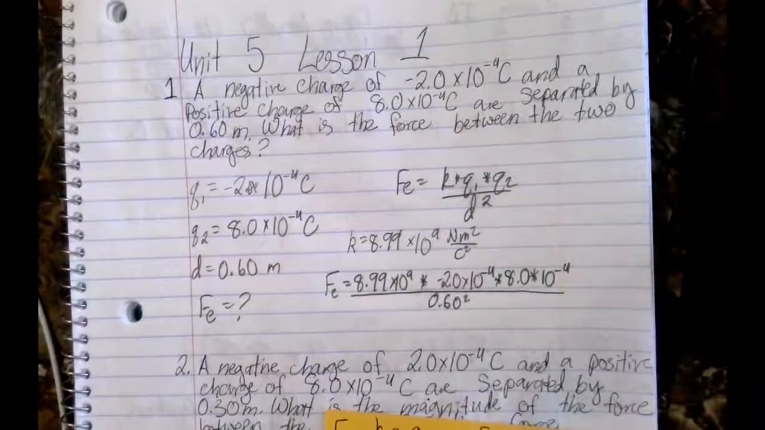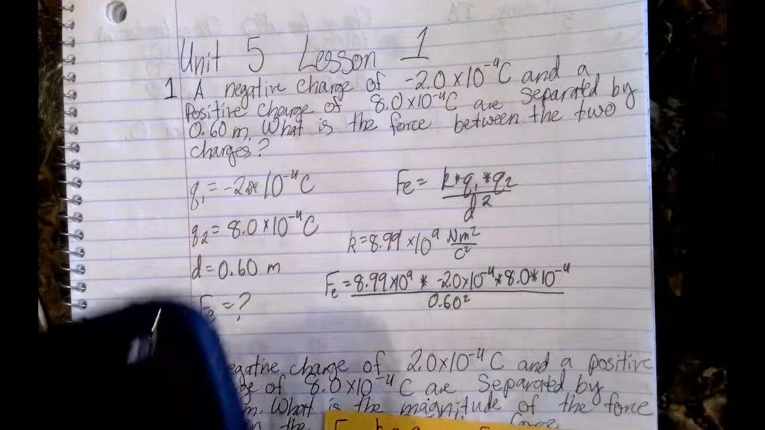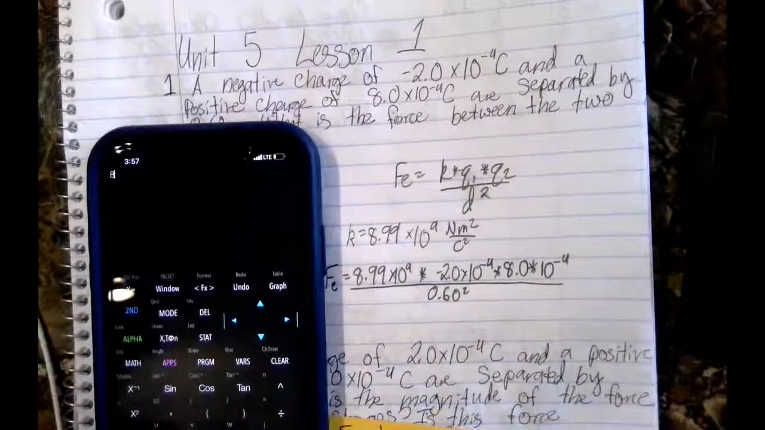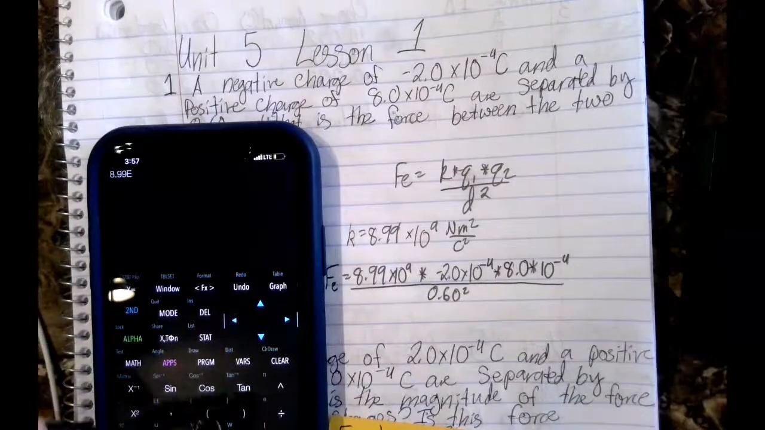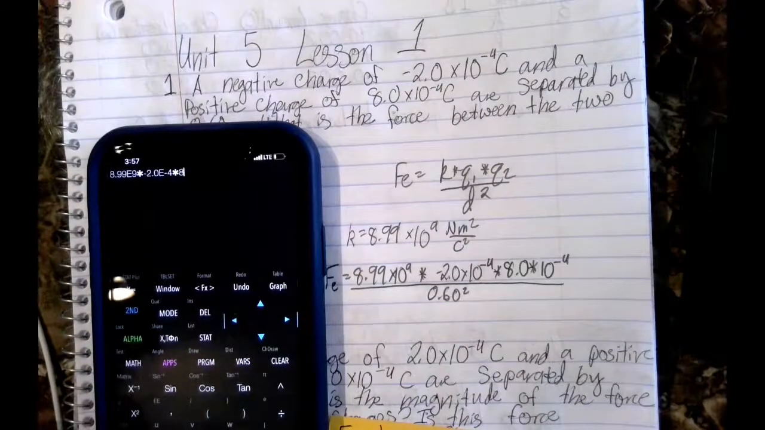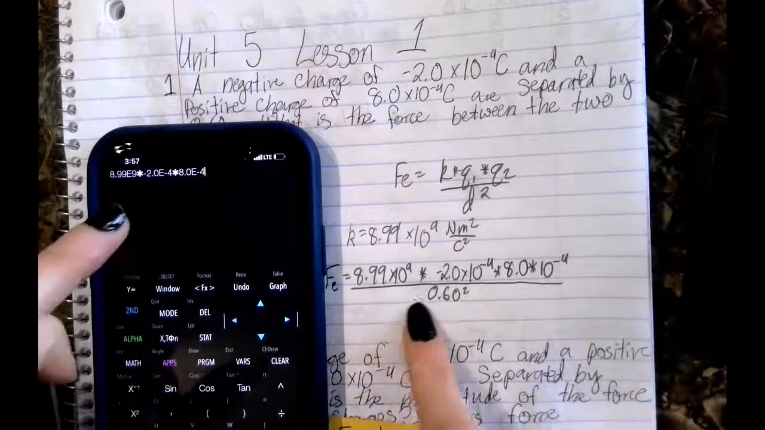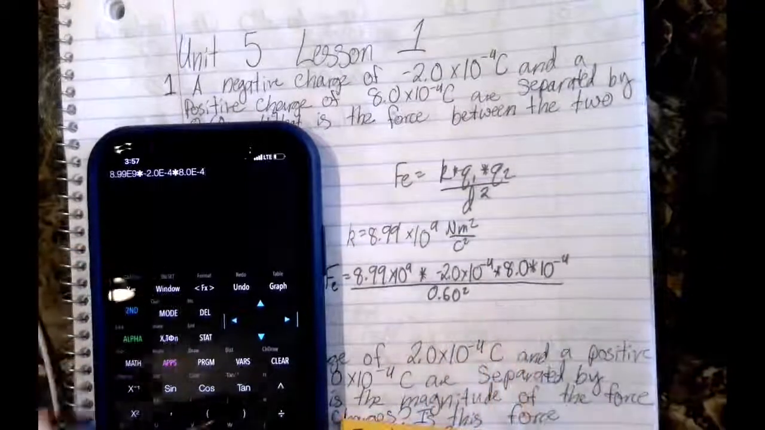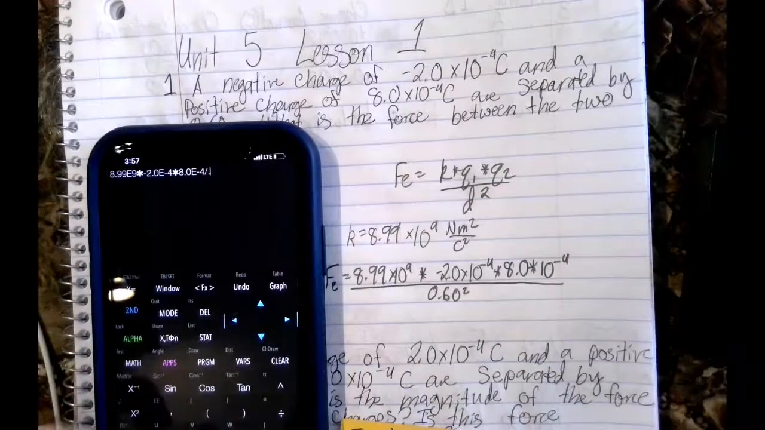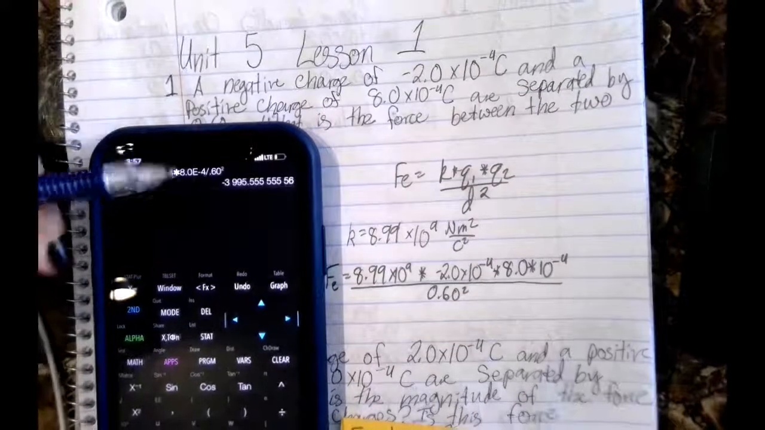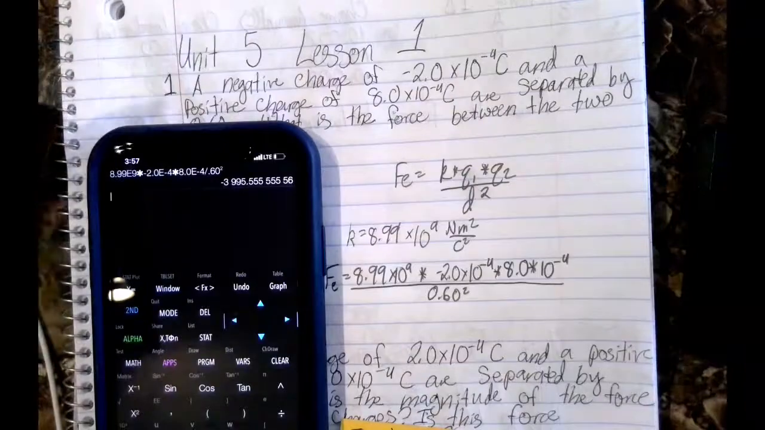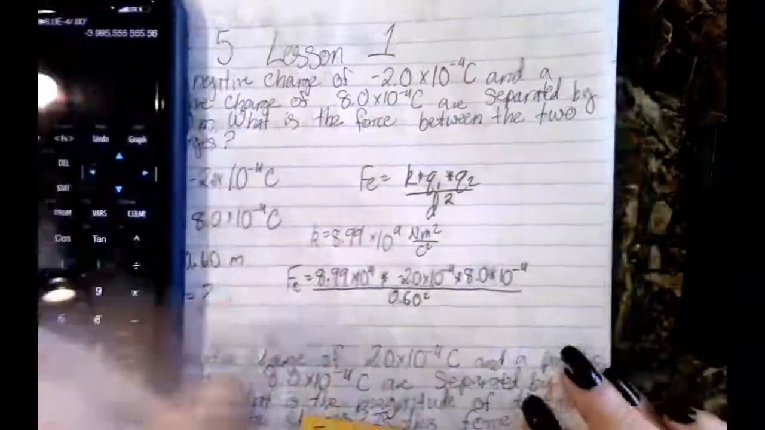Once you have it written down, you can go to your calculator. And we've got 8.99 times 10 to the 9th times negative 2.0 times 10 to the negative 4th times 8.0 times 10 to the negative 4. Double check that I typed that all in right before I keep going. Okay, divided by 0.60 squared. I'm getting negative 3995.55555. So let's write this down.